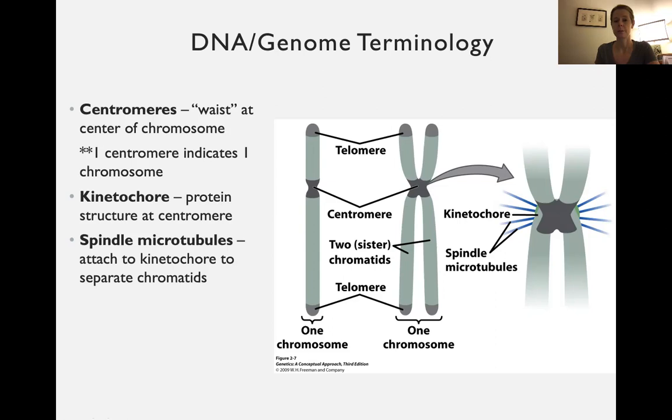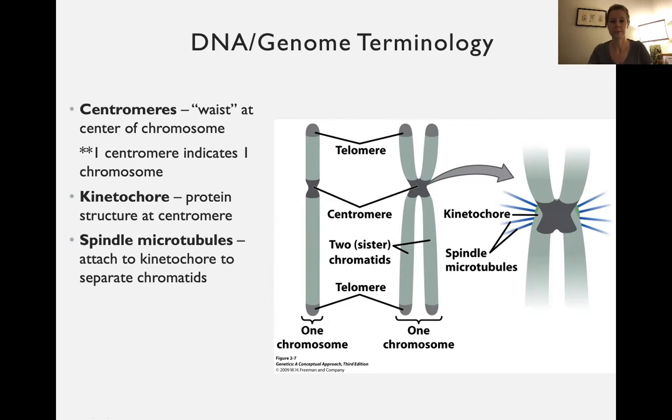The terminology gets a bit confusing because this is considered a chromosome. So this one on the left here, I hope you can see my cursor. And then this is also considered a chromosome. You can see at the bottom here, one chromosome, one chromosome. The definition of a chromosome is defined by the centromere. So if there's one centromere, we call it a chromosome.